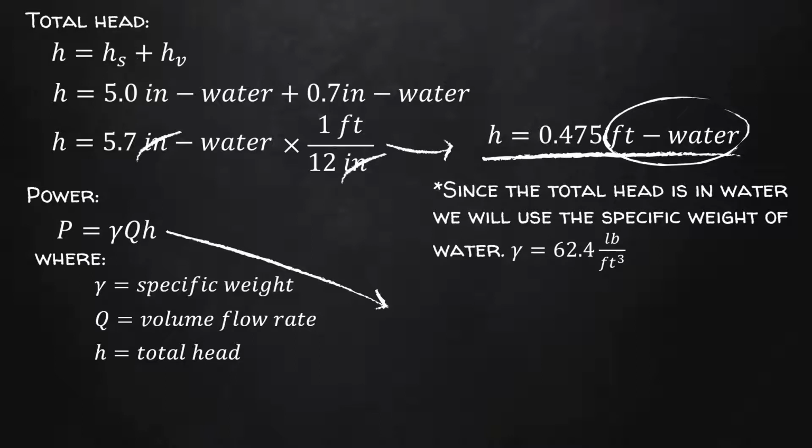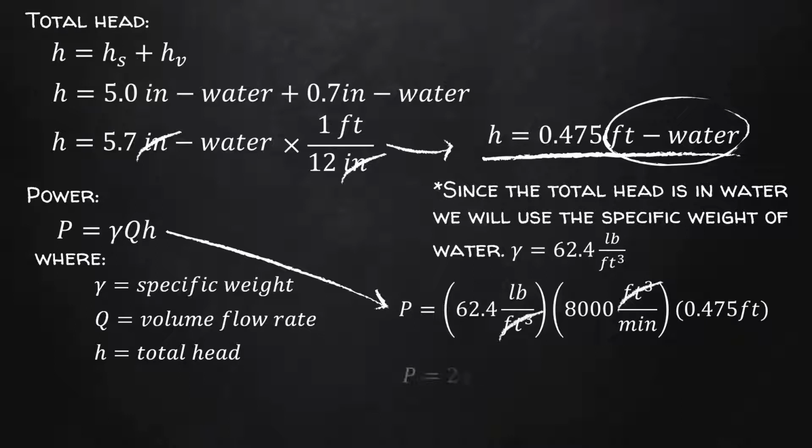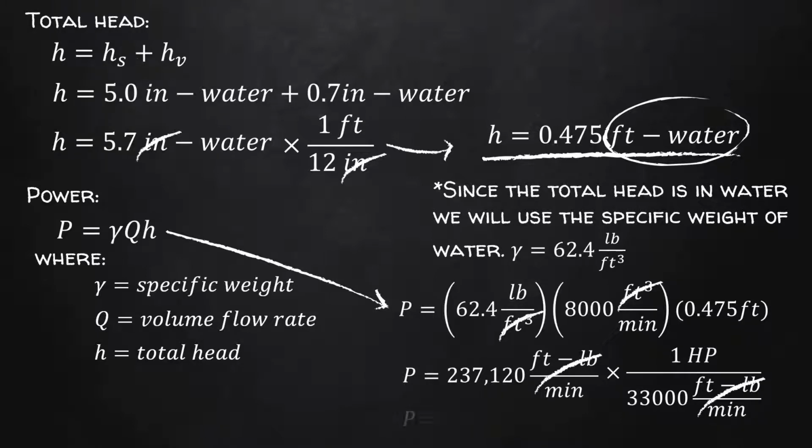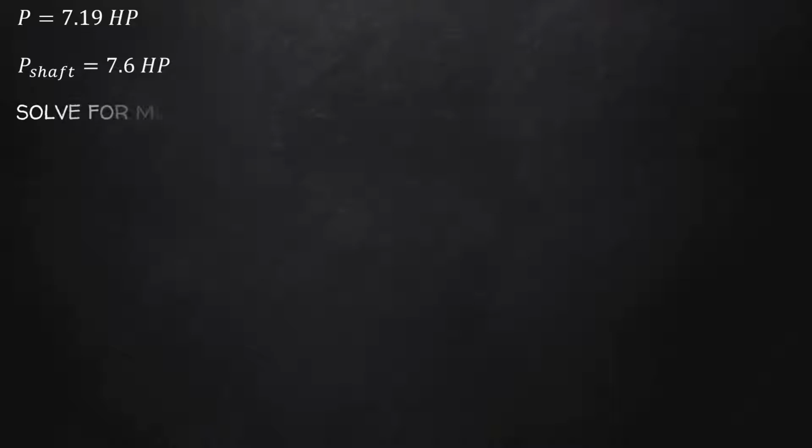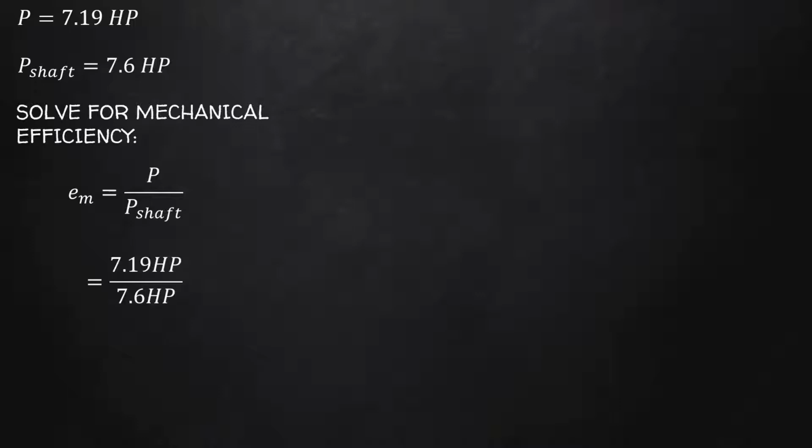Substitute all the given values and simplify. Then, convert it into HP. The shaft power is given, which is equal to 7.6 horsepower. Therefore, we can now solve for the mechanical efficiency. Substitute the given values into the mechanical efficiency formula and simplify. And we got the value of mechanical efficiency, which is equal to 94.61%.